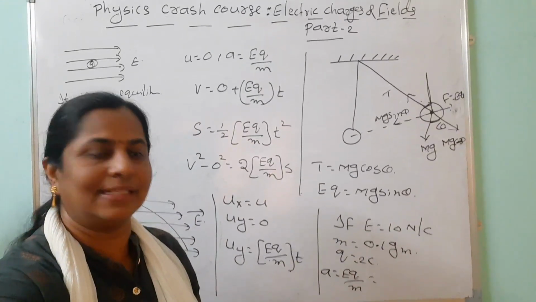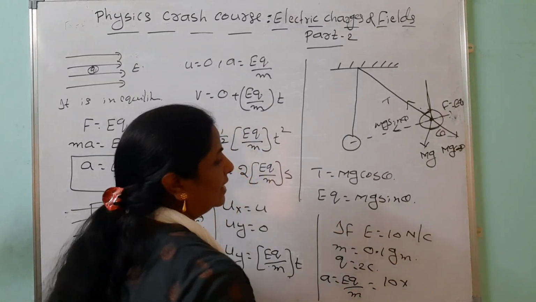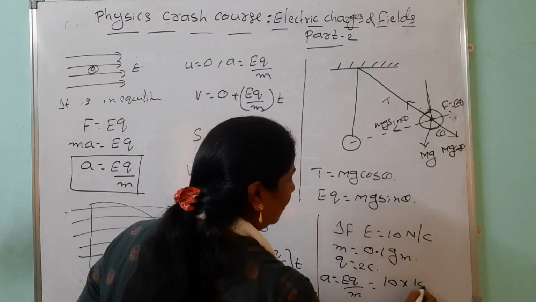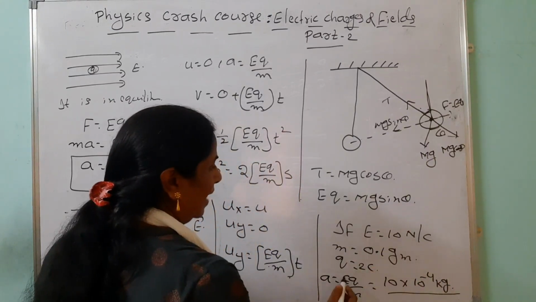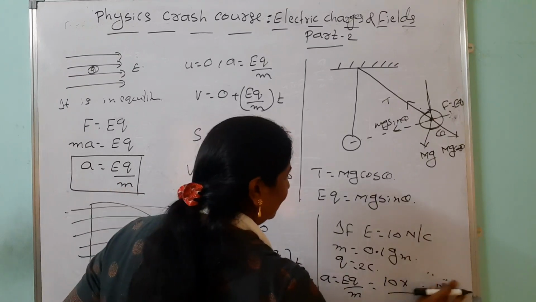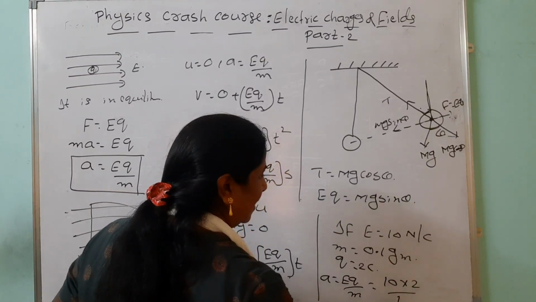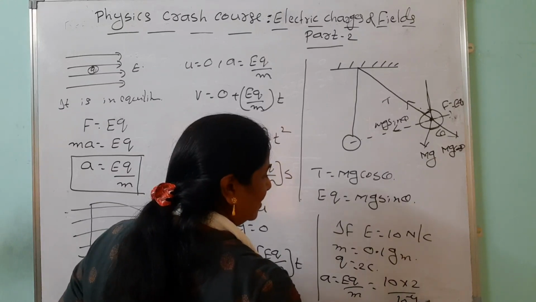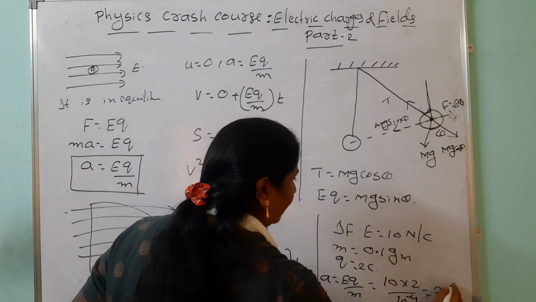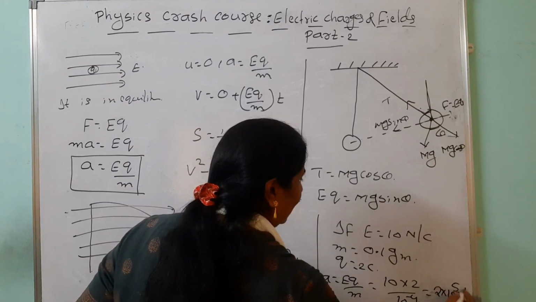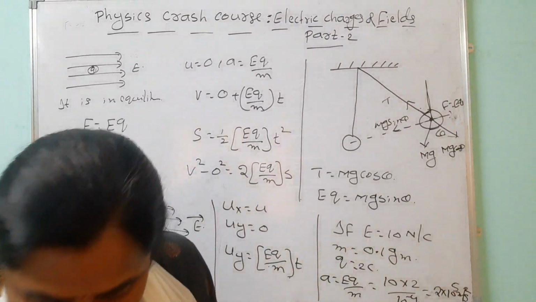So here acceleration equals E value, which is 10. The mass is 0.1 grams, which means 10 power minus 4 kg after converting into kgs. Acceleration is Eq by m, where q is 2 and m is 10 power minus 4. After simplification, it is 2 into 10 to the power of 5 meter per second square. So this is the acceleration of the charged particle. This belongs to intensity.